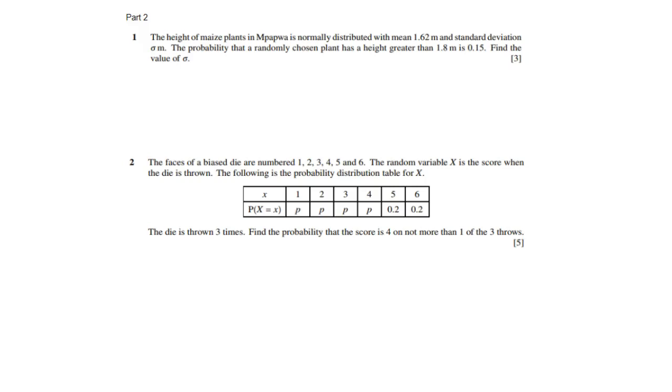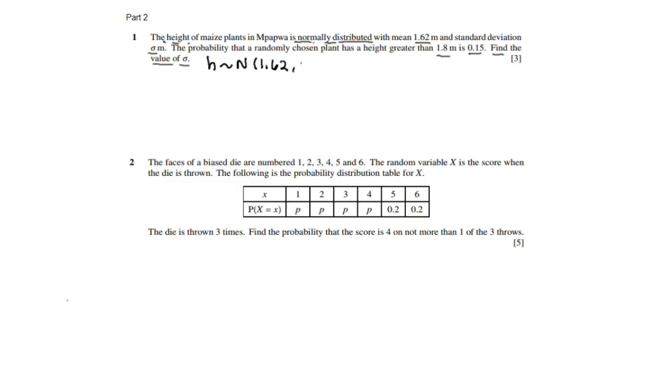Alright folks, here we are in the second part of the review number 1 for statistics, and we're looking at a problem here. We've got the height of maize plants somewhere is normally distributed with a mean of 1.62 and a standard deviation we don't know. The probability a randomly chosen plant is greater than 1.8 is 0.15. Find the standard deviation.